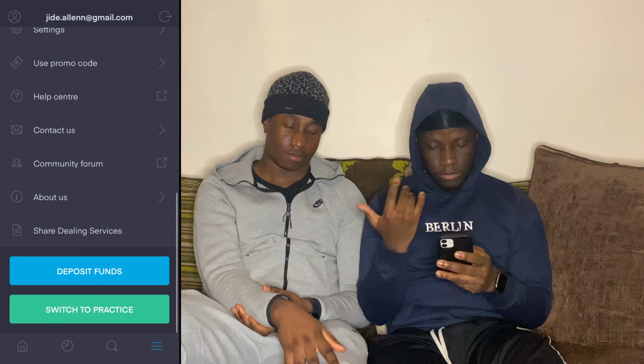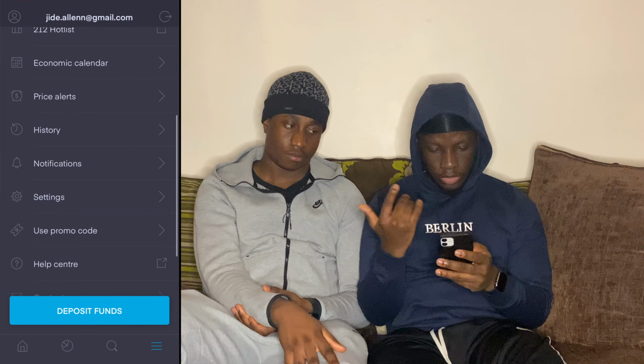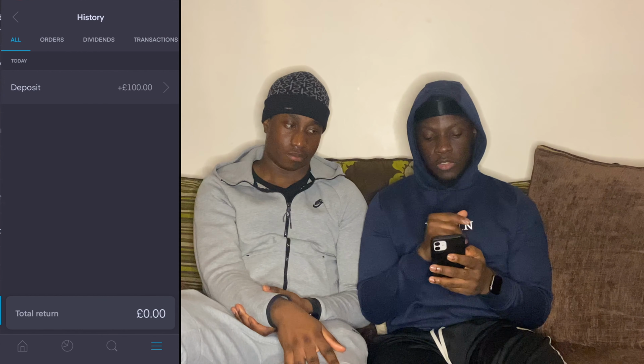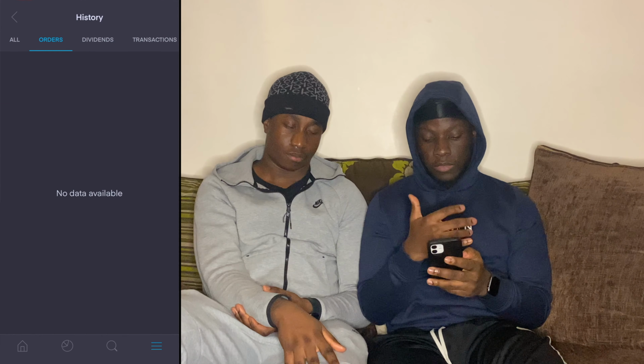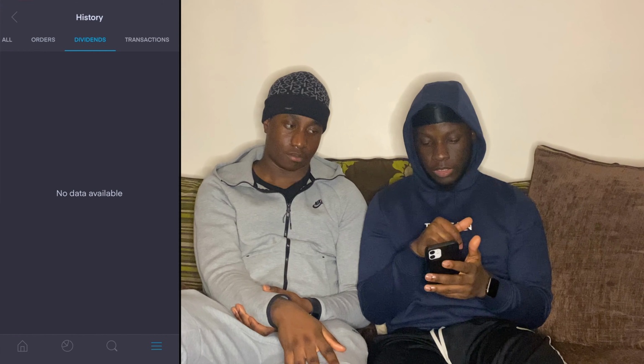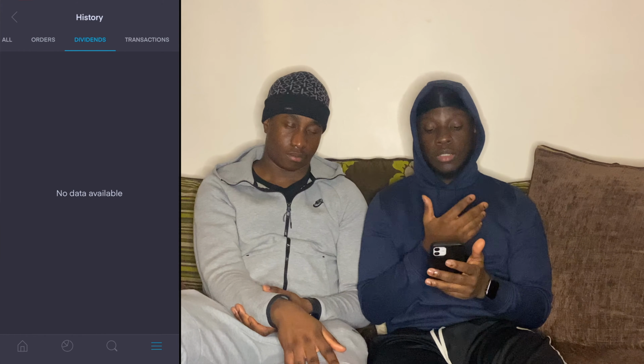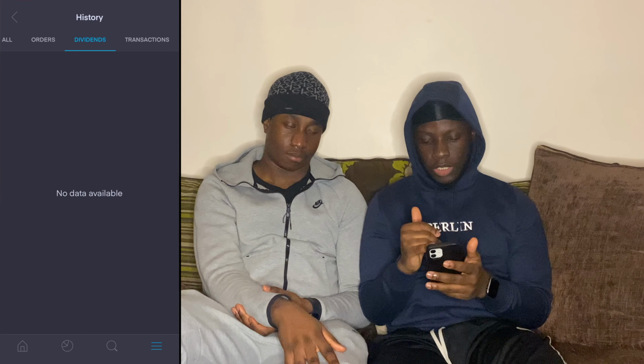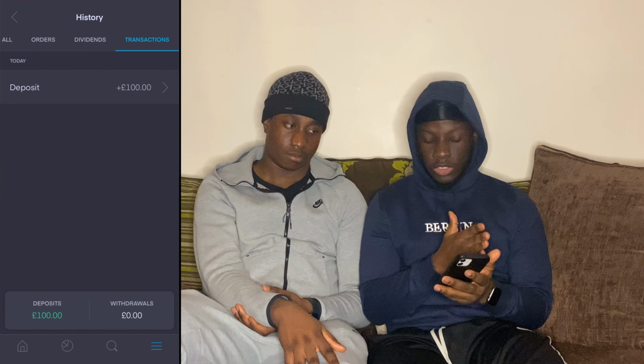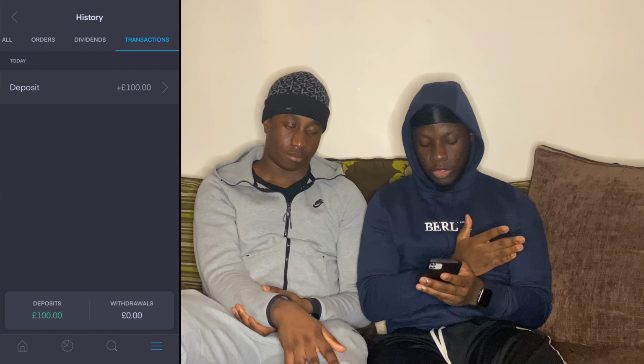When you go in history, this is where you're going to find your orders, all the things you bought. Your dividend payouts will appear here. So this is where you're going to see how much you've gained per month, or whenever you get paid. And these are your transactions. Pretty straightforward. So the only transaction you've done so far is put in £100.